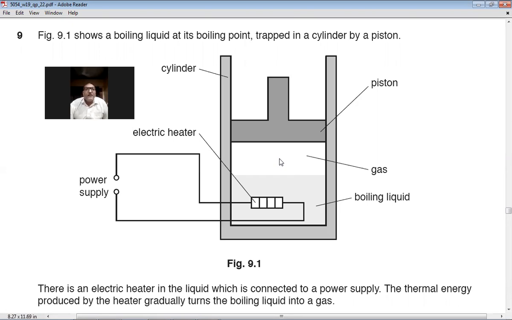From outside, the weight of the piston is acting downward, plus the atmospheric pressure is pushing it downward. And because this gas has stopped rising, it means the pressure of this gas and the pressure of the atmosphere are equal to each other. So that's why this piston is stable here.